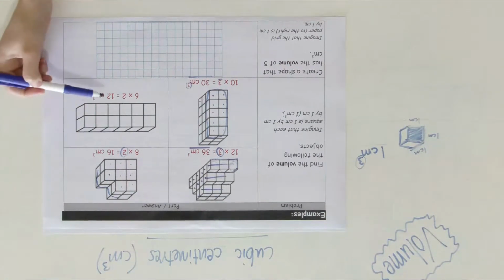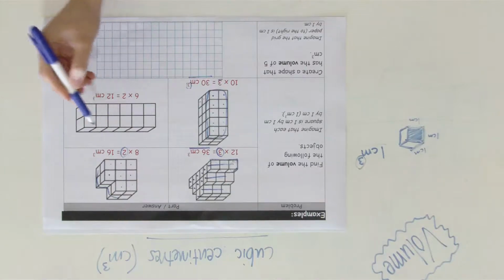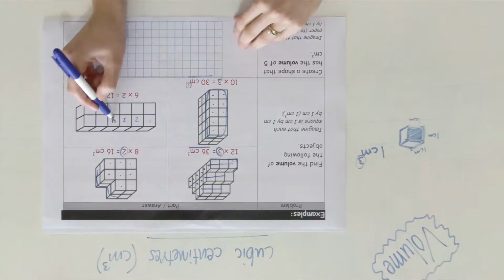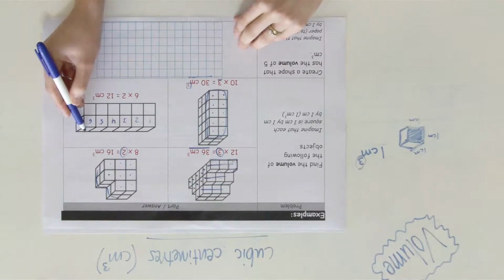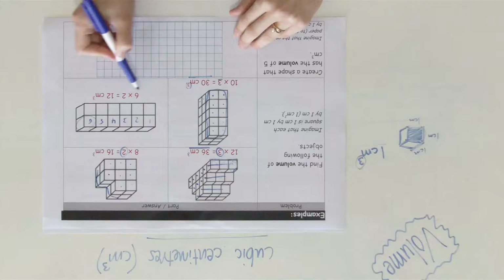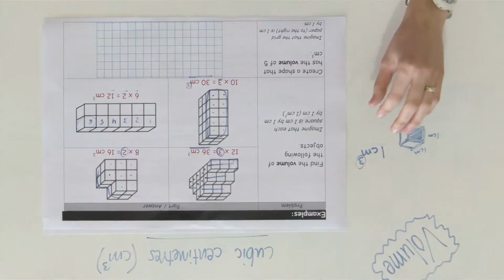For this one here, it's 6 times 2 equals 12 cubic centimeters. That is because you have 1, 2, 3, 4, 5, 6 cubes here. See, that's 1 cube there. So 6 along there, and there's another 6. So it's 6 times 2 is 12 cubic centimeters.